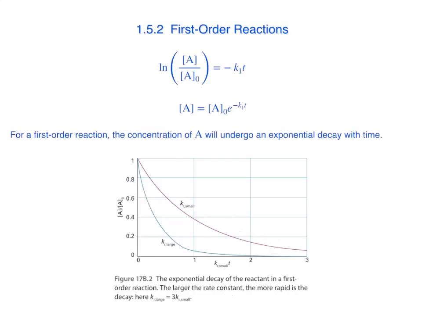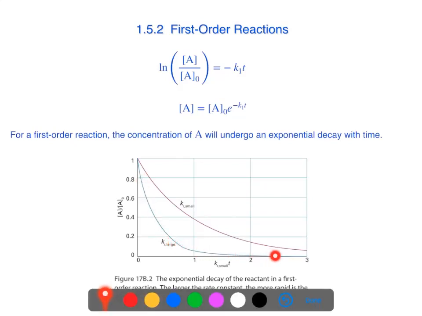And in the following figure, we see two exponential decays. The only difference between these are the magnitude of their respective rate constants, where K large is 3 times larger in magnitude than the rate constant K small. And so you can see that the decay of K large is going to occur much more quickly and approach that zero concentration faster than a rate constant with a lower magnitude.